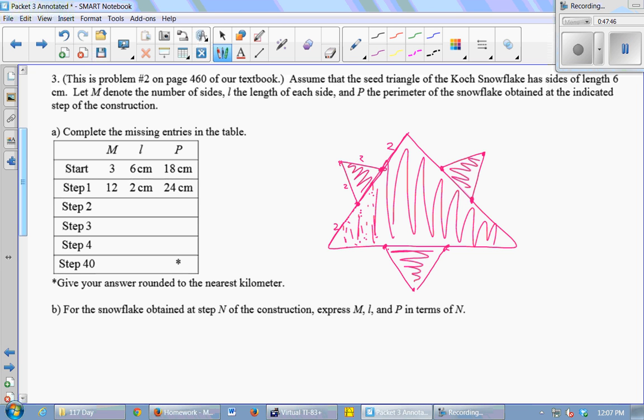How many sides are there? 12. Yep, we just go around and count them. We've got 1, 2, 3, 4, 5, 6, 8, 9, 10, 11, 12 sides. So then my perimeter is 12 times 2, or 24. All right, so now, if you haven't observed a pattern or don't remember the pattern from the last time you did a problem like this, draw the next step. Draw step 2. So on each existing side, on the middle third, put an equilateral triangle.